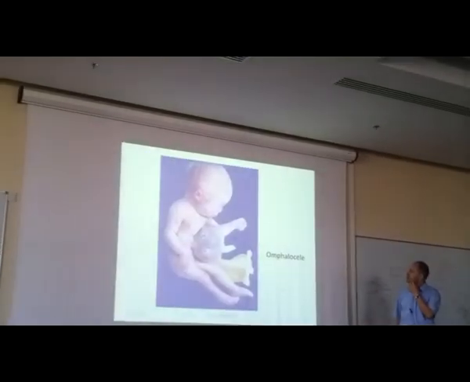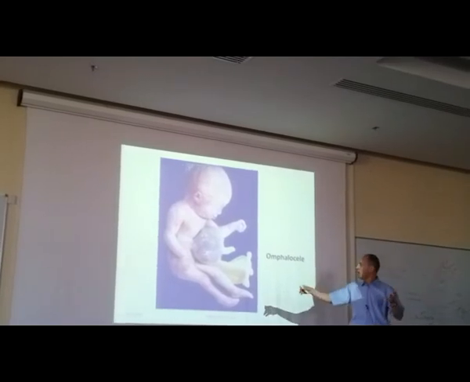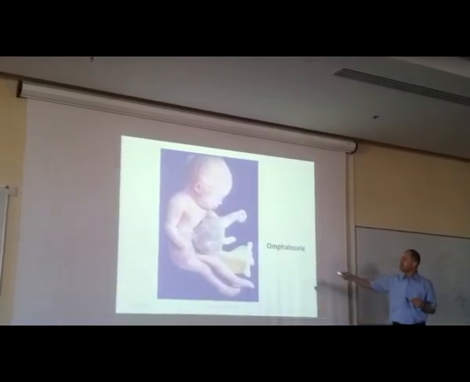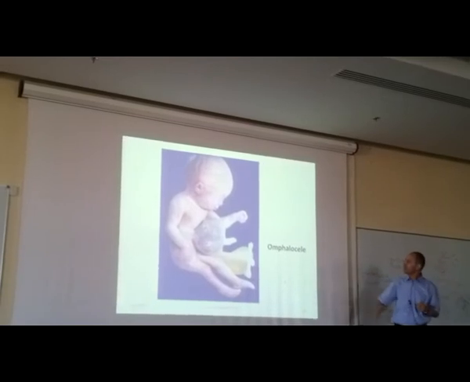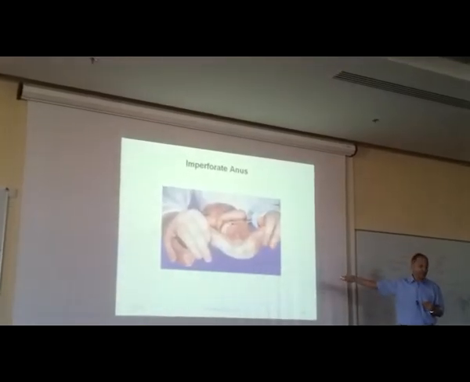Some congenital anomalies are outside our course, but this is named congenital umbilical hernia or omphalocele. This is imperforate anus.